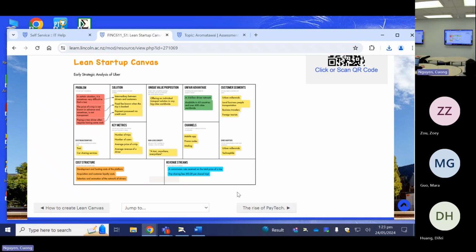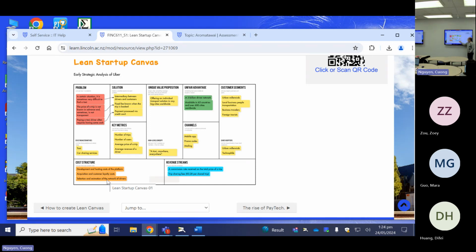Now, under cost structure and revenue stream, you can list the cost of creating your products, right? Development, hosting, apps, customer loyalty cost, and so on. What kind of cost do you need to pay? A percentage, for example, Uber, a percentage needed to be paid to drivers, and so on.